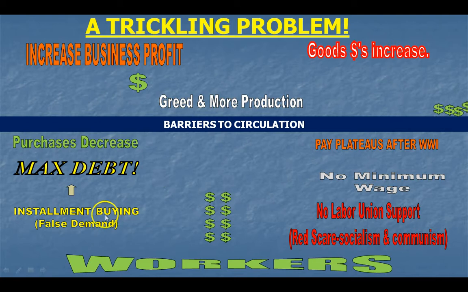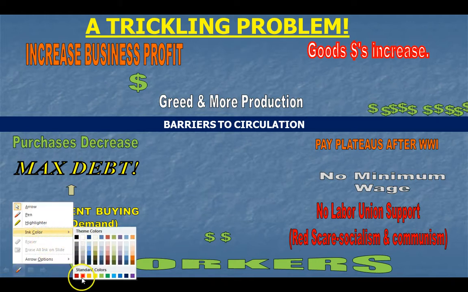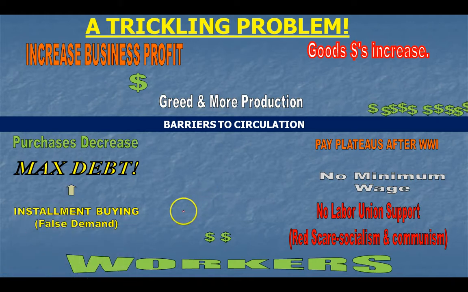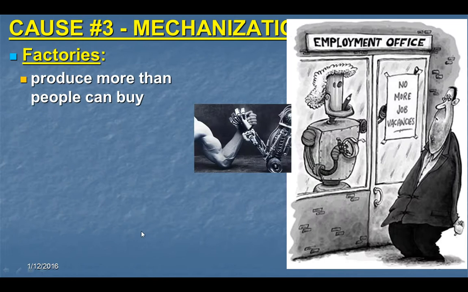And people are encouraged to buy on installment plans, which creates false demand, a false sense of what people want, and eventually purchases decrease because people are maxed out in their debt. And at the same time, remember, I think we should probably put over on this side as well that we have that thing called the tariff over here that is also causing a problem with the selling of goods overseas. So make sure you write that down. We're going to talk about that in a few moments. And so money is floating up, but it's not coming down.